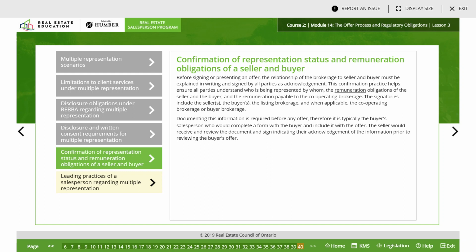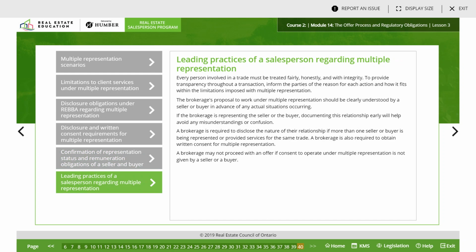Documenting this information is required before any offer. Therefore, it is typically the buyer's salesperson who would complete a form with the buyer and include it with the offer. The seller would receive and review the document and sign indicating their acknowledgement of the information prior to reviewing the buyer's offer. Sounds good.